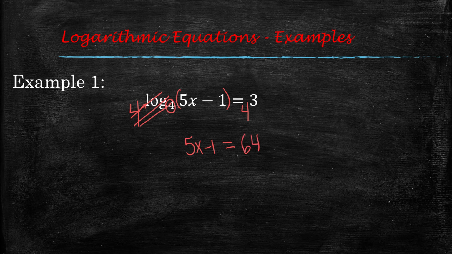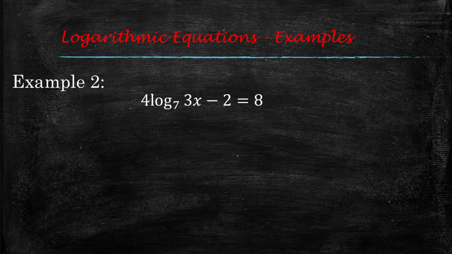And then you just solve for x. So you'd add 1, 5x equals 65. Divide both sides by 5. X equals 13. And I would plug that back in just to make sure that you've done everything correctly and make sure it works.